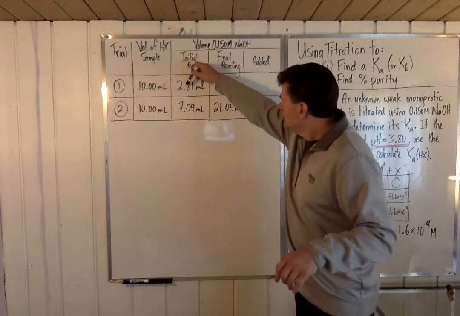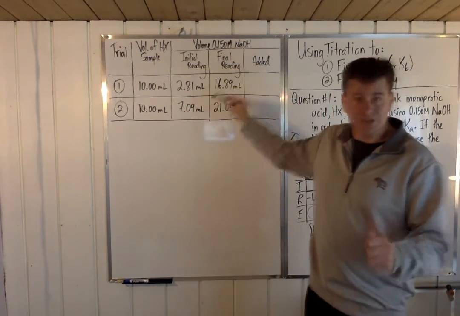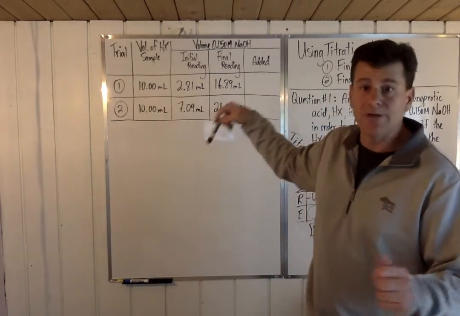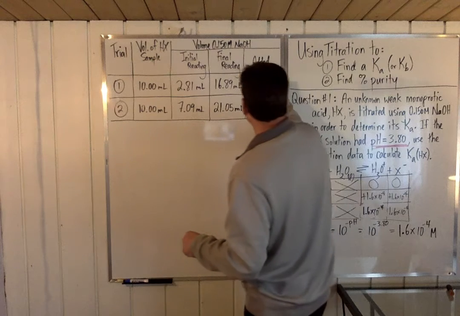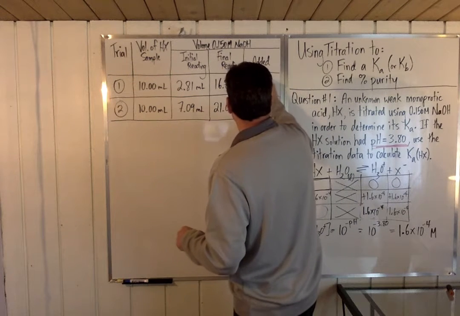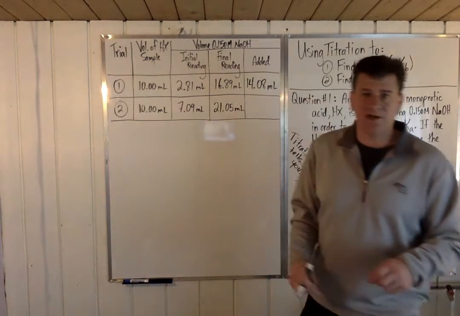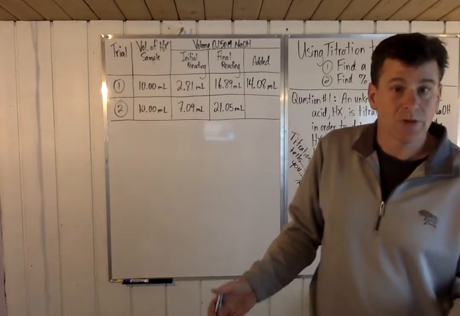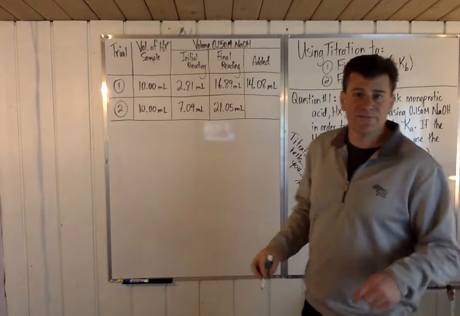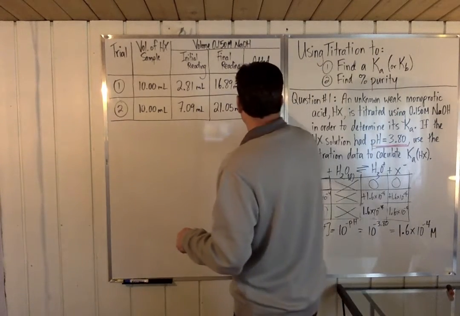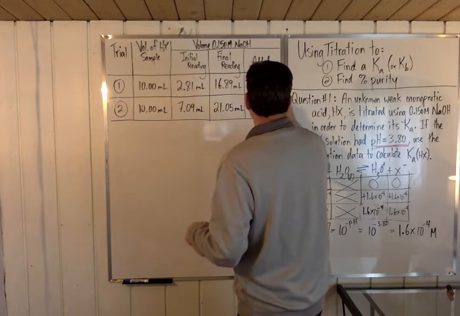We started at 2.81 and finished at 16.89, so you subtract 2.81 from 16.89 and you end up getting 14.08 milliliters of base added for trial number 1. Trial number 2: 21.05 minus 7.09. Do that math, and you get 13.96 milliliters.